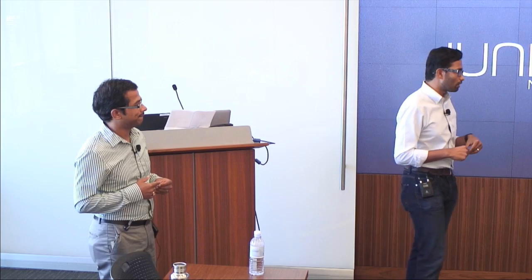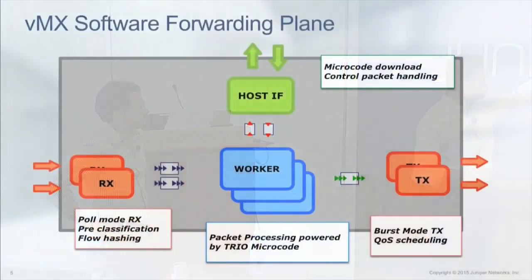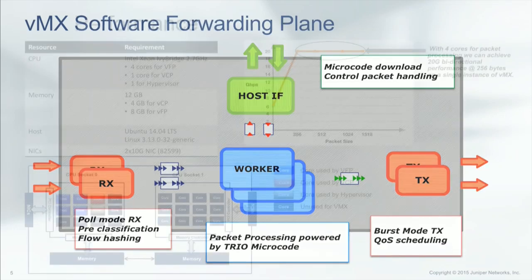We actually just finished qualification for ESXi 5.5, so we have an image that works with ESXi 5.5. It'll be up on our website very soon. So yes, we have ESXi 5.5 support with SR-IOV and VMXNET3. There's a punt path as well, so for instance, any control plane packets go up to the host interface towards your control plane VM.